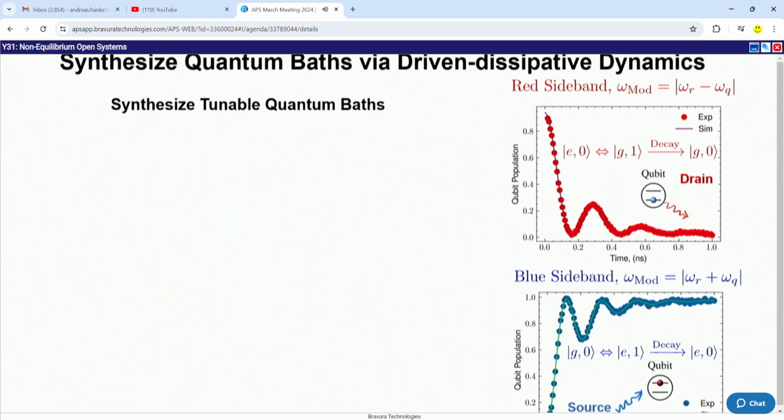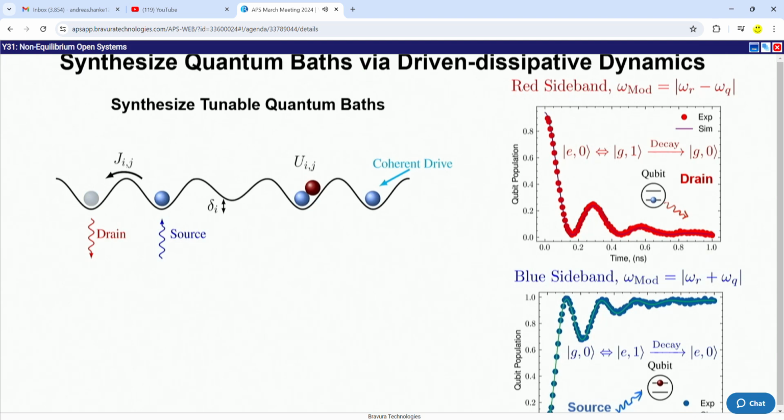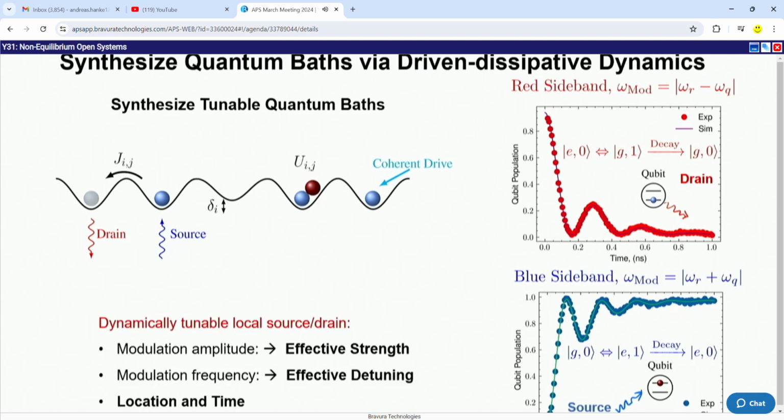Now let's summarize what we have. Beyond the coherent lattice, we still have highly tunable buses. The tunability of our buses includes the effective strength and the detuning of each bus. We also have location and time freedom, which means we can select where and when we couple the buses to our coherent lattice.